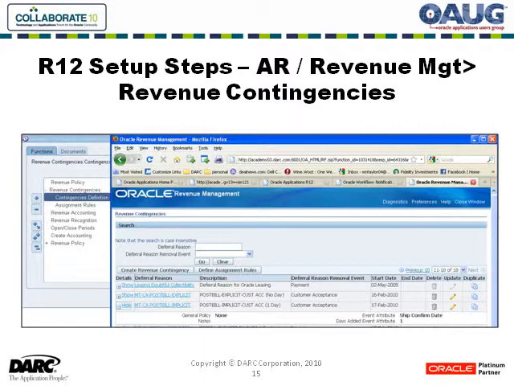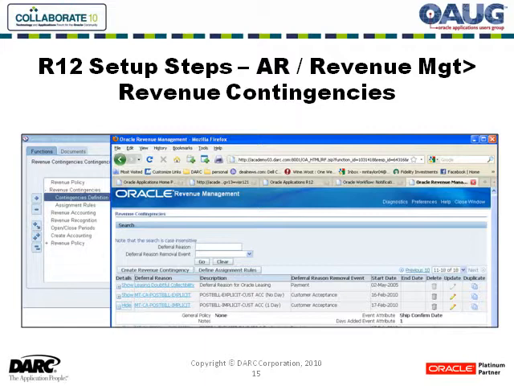Now we're going to go into the setup examples for the revenue management, for revenue contingencies. You'll see that in the center of the screen we start out with the navigator and the forms, and then when we go into the actual contingency definition, it actually is a browser form. Revenue management has a blend of both, depending on where you're going.